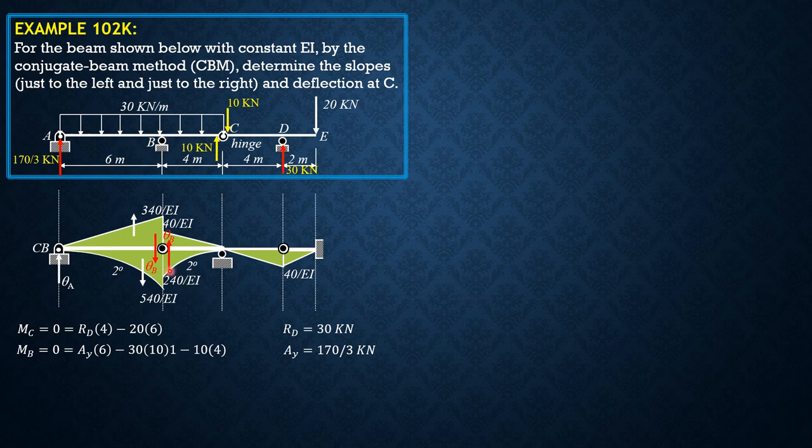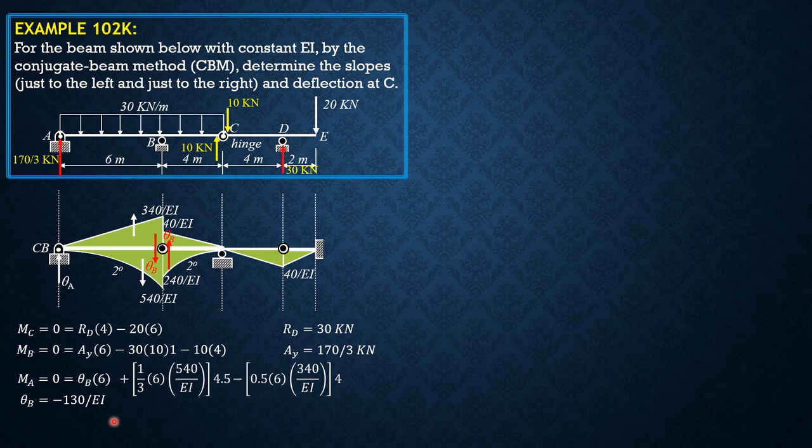So considering AB, we want theta B, so we sum up moment about A equals 0, clockwise positive: theta B times 6 plus this moment of area, which is 1 third of 6 times 540 over EI. This is 6 over 4, 1.5, so its moment arm from A is 6 minus 1.5, so 4.5. Then minus 1 half, or 0.5, of 6 times 340 over EI, with 2 thirds of 6 being 4, so the moment arm is 4. Solving, theta B is equal to negative 130 over EI.